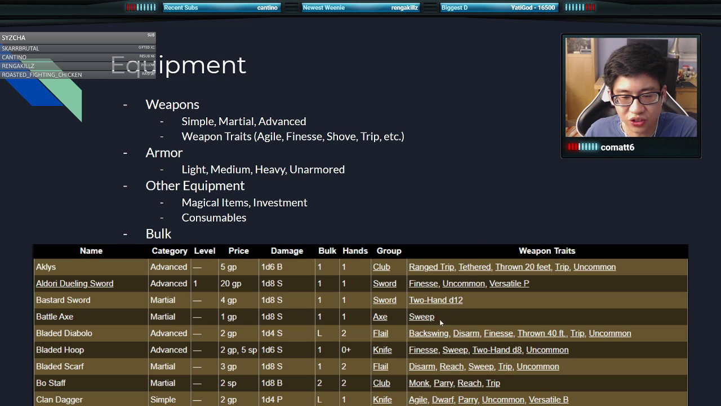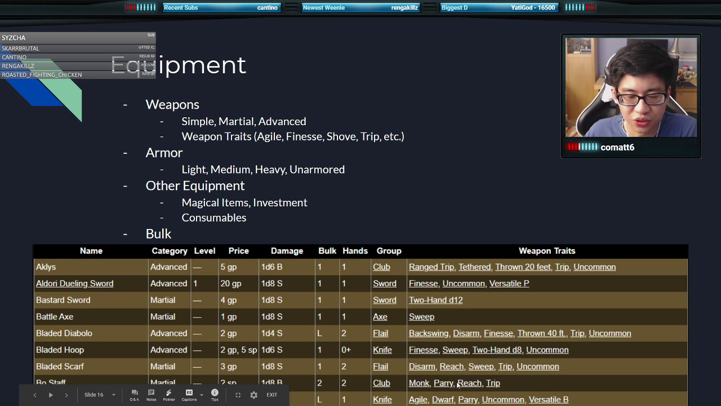The Backswing trait gives you a +1 bonus if you've already missed that turn. Finesse means that you can use your dexterity modifier instead of your strength modifier for attack rolls, but not damage rolls. The only way you can get dex to damage is through the Thief Rogue subclass. There is no other way for you to gain dex to damage in this game. Thrown means you can throw it. And there's some other stuff here.